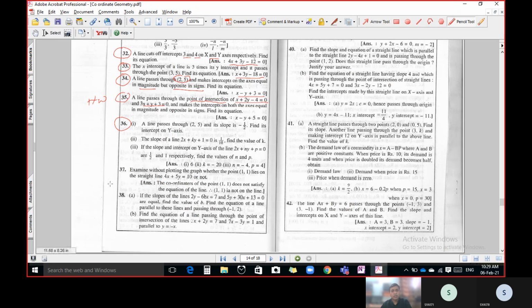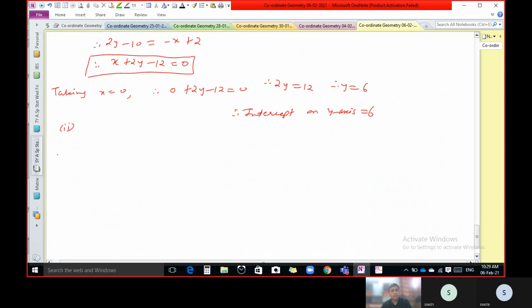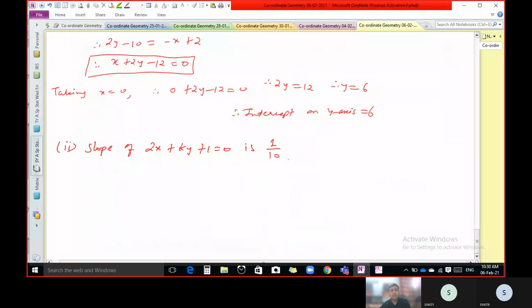Okay, see question number 36, second one. The slope of the line is 1 upon 10. Find the value of k. Slope of the line 2x plus ky plus 1 equal to 0 is 1 upon 10. And we want to find k.